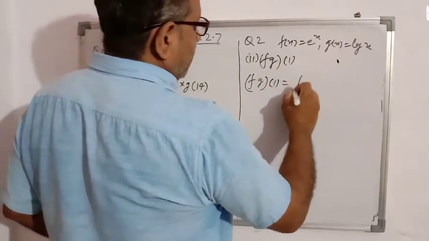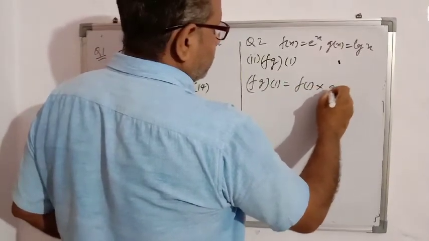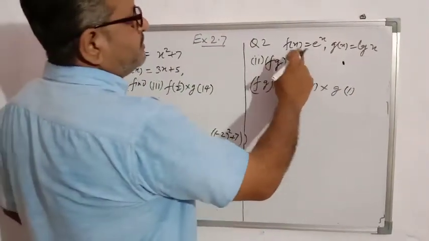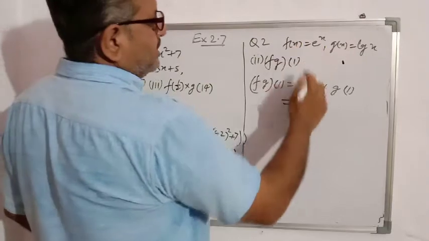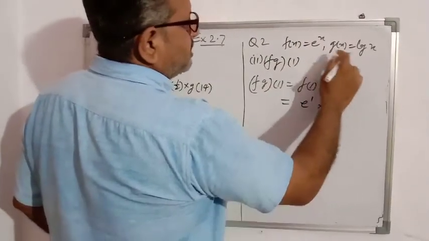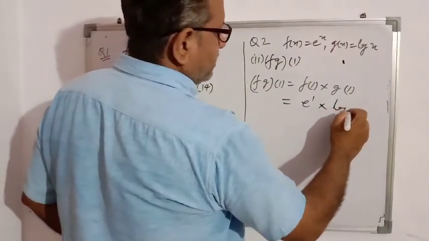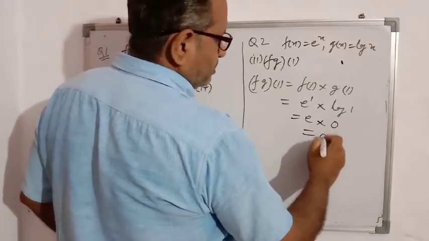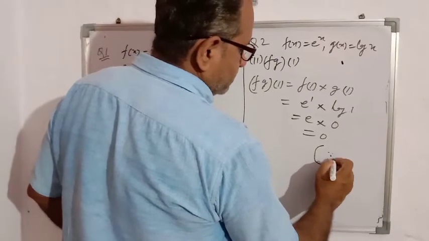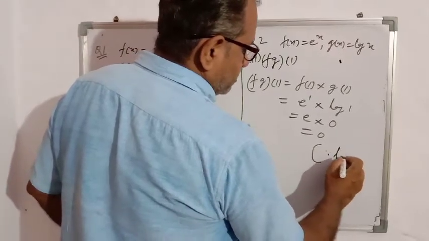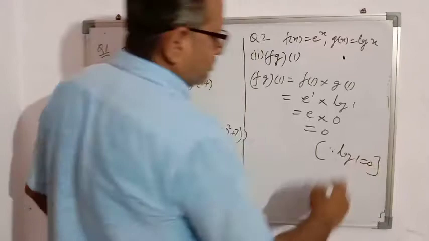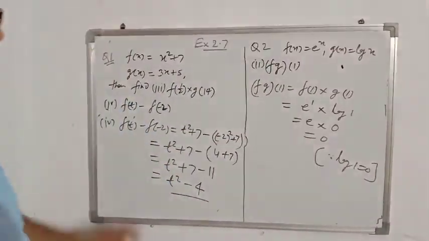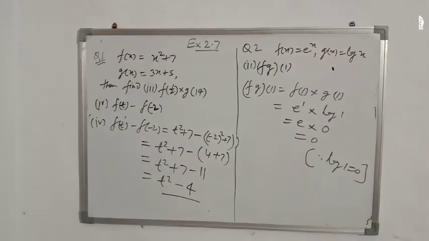fg1 we can write as f1 into g1. How will we find f1? Put 1 here, so we will get e to the power 1. For g1, we will get log 1. The value of log 1 is 0, since log 1 is equal to 0. So its value will be 0. It was question number 1 and question number 2.